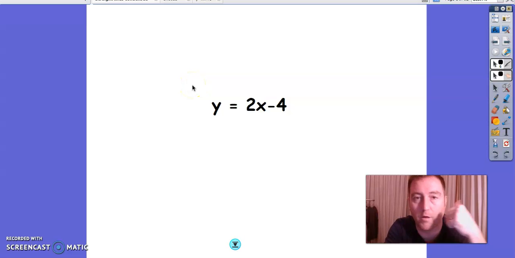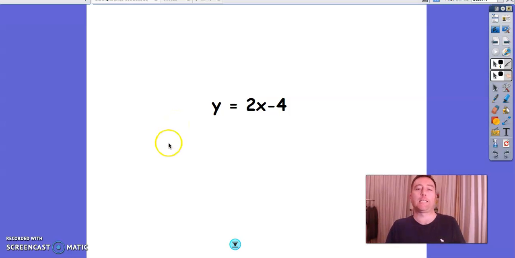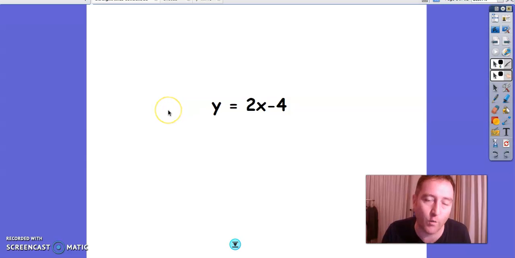Hello! Just going to try and explain a really big topic to you now. So this is straight line graphs. We're going to talk about gradients, we're going to talk about y-intercepts, and we're going to talk about the equation of a straight line. This thing here, y equals 2x minus 4, is an equation of a straight line.